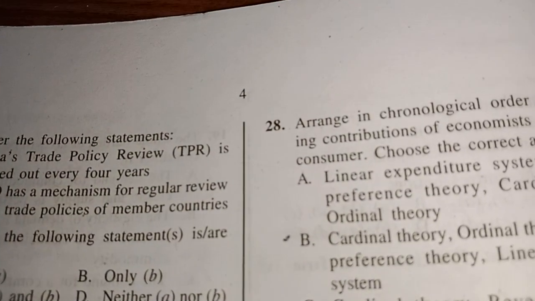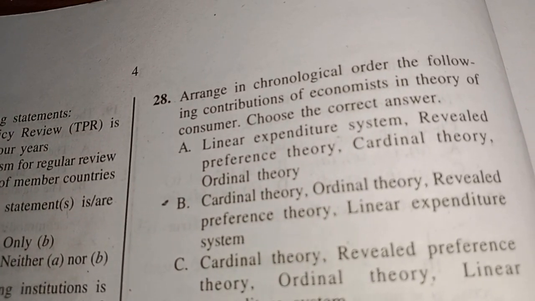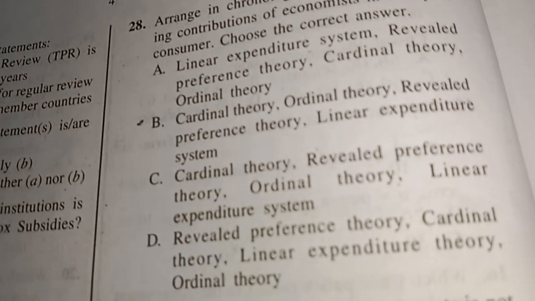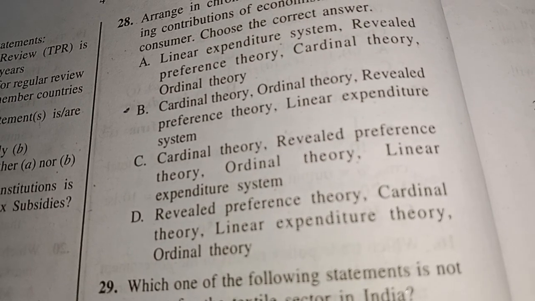28. Arrange in chronological order the following contribution of economists in theory of consumer. Choose the correct answer. Cardinal theory, ordinal theory, revealed preference theory, linear expenditure system.